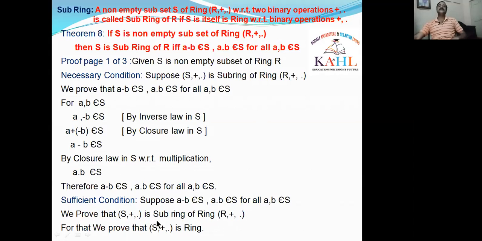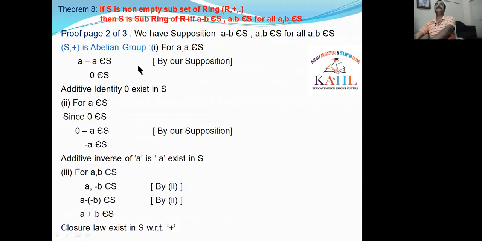For S to be a subring of R, we have to prove that S itself is a ring. S itself is a ring means we have to prove that (S, +) is an abelian group, (S, .) is a semigroup, and distributive laws hold in S. We have to prove these three conditions. First of all, we prove that (S, +) is an abelian group.